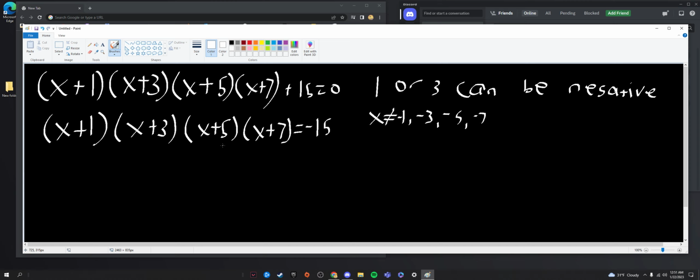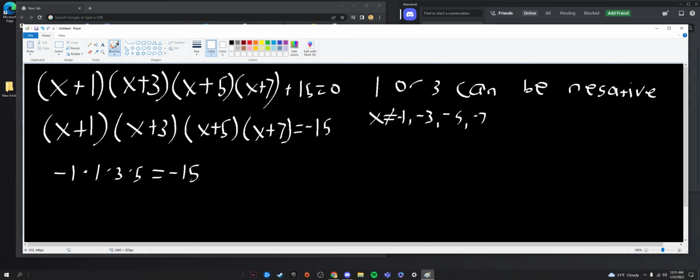Because if any of these are 0, they're all multiplying, so they all become 0, and obviously 0 does not equal negative 15. So now, what did I do? Well, I did what every good mathematician would do, and I guessed and checked. I just plugged in some numbers. Obviously, x can't be negative 1, so we're going to do negative 2. At x equals negative 2, negative 2 plus 1 is negative 1, times 1 times 3 times 5. And we get lucky, this automatically comes out to be negative 15.